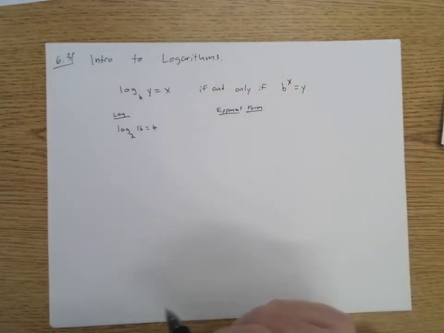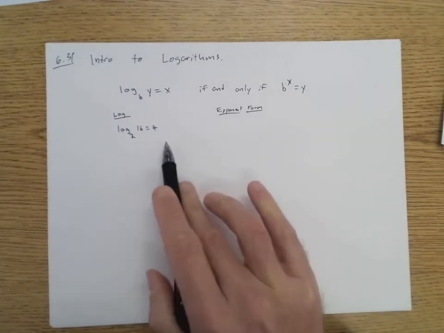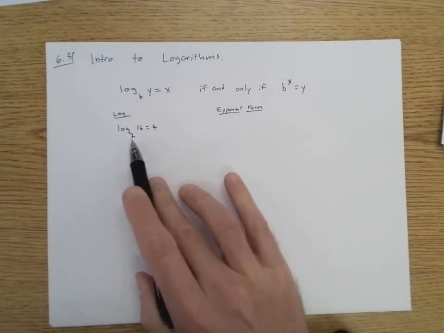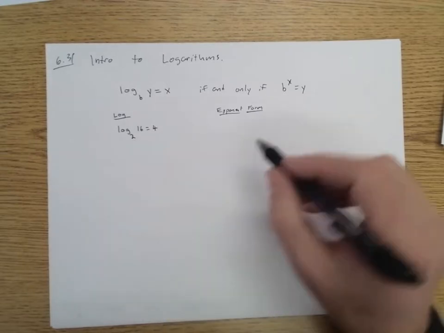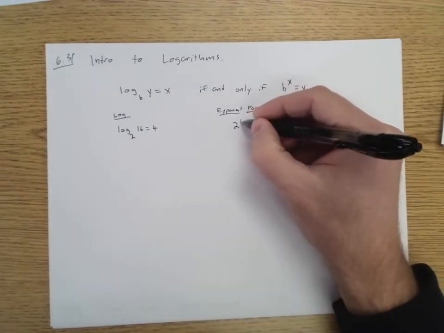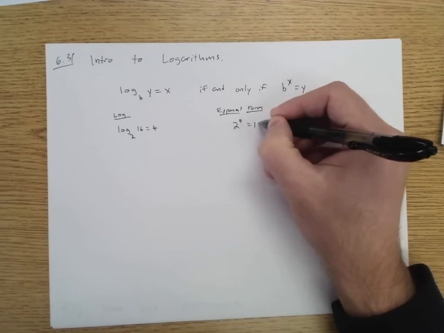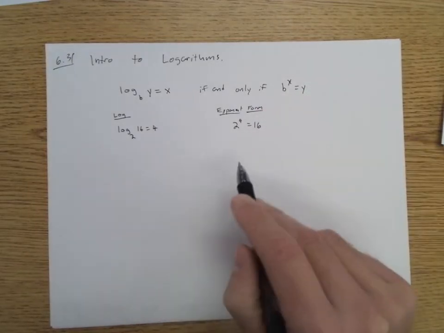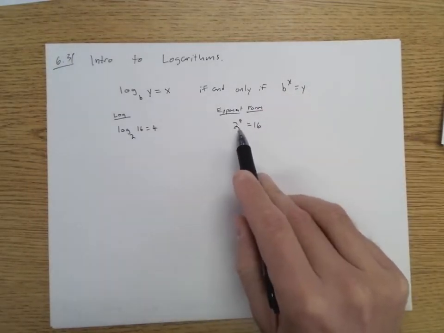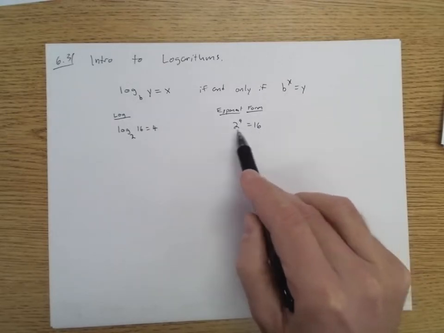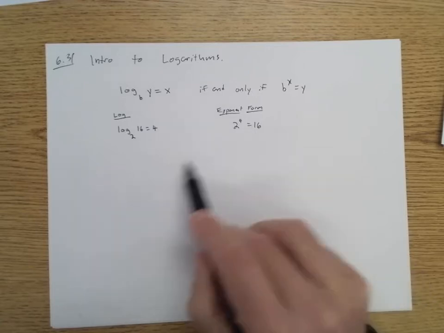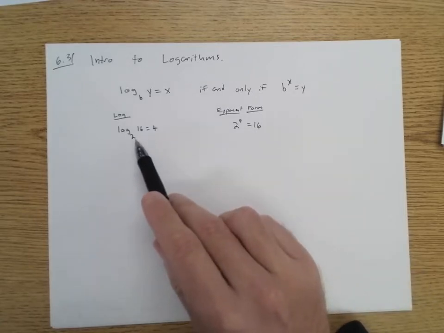So the base of this problem is what? It's 2. When we write it in exponent form, the base is still going to be 2. And so it becomes 2 to the power of 4 equals 16. Written in exponent form, that makes sense to us because we deal with it more. It just seems more intuitive. This log form is going to seem a little more foreign just because you haven't seen it before.